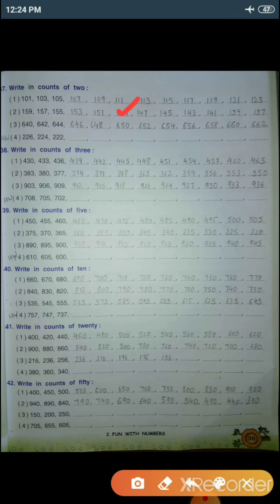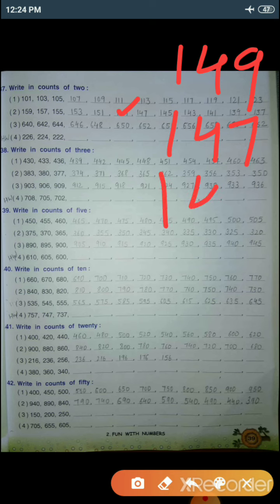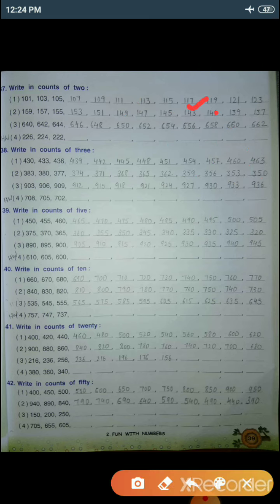You can see here 149. Again 149 minus 2, 147. Very good. Again minus 2, 145. So with the help of subtracting 2, you are getting the next numbers. So with the help of adding 2 and subtracting 2, you are going to solve question number 3 and question number 4 by yourself in homework.